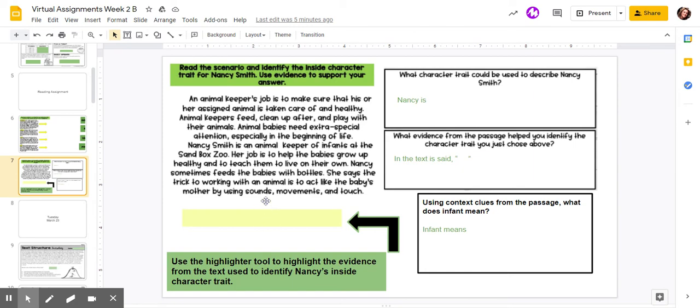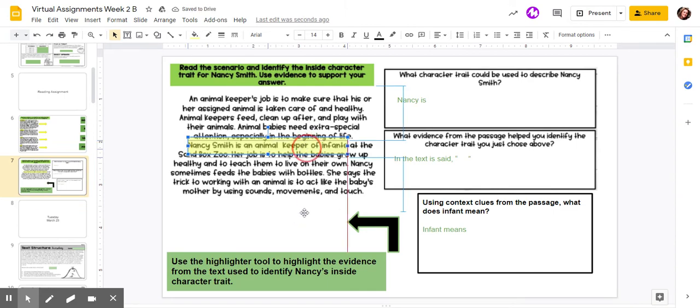So you're going to drag and drop this highlighting tool to show the evidence that you use to support the character trait you chose. Then the last thing you're doing is using context clues from the passage. What does infant mean? So reread the passage if you need to, and in your own words, define the word infant.